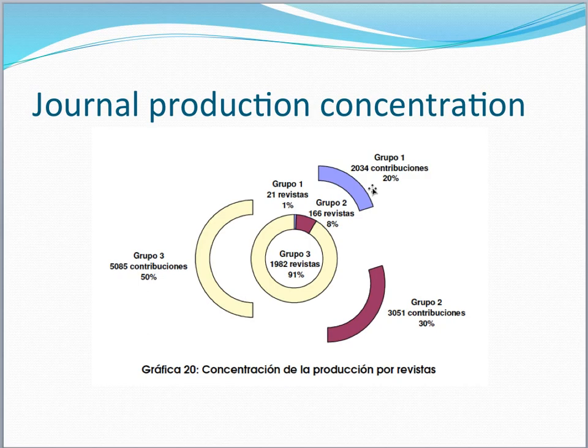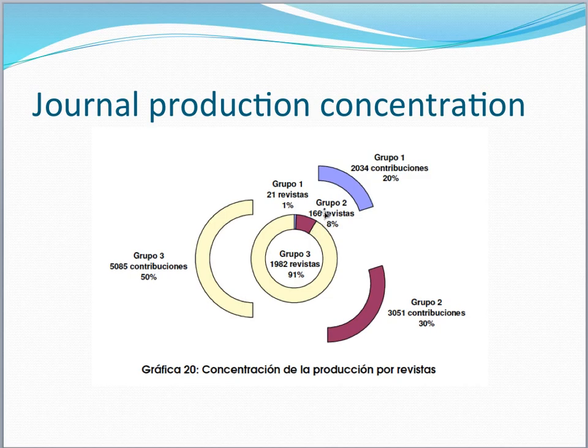Why? Because there is a concentration in terms of publications and in terms of citation. This is what we call the core collection. So the core collection was only 1% of all the journals, that were 21 journals, and 21 journals accounted for 20% of all the publications for that period of time. That's my core collection right there.